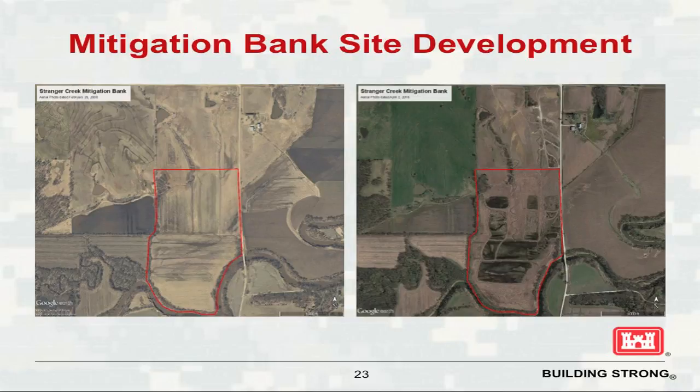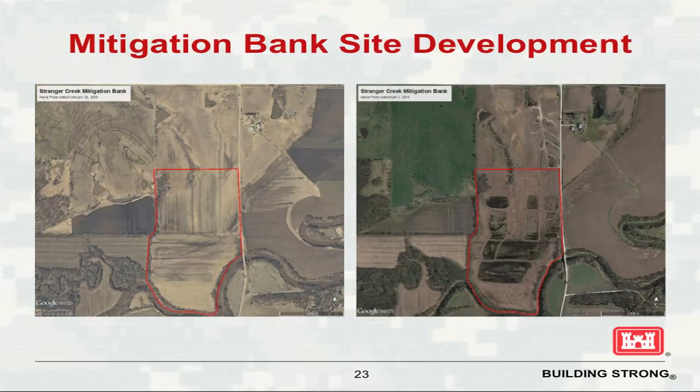So how do they do this? What is a mitigation bank, what do they look for, and how do they develop it? If you can see here, this is just some farm ground in Kansas. And you can see where there are these streams that have been straightened. It's also ditched, so the property's been ditched pretty extensively. I'd like to show you this area here. It's a pretty good hydrologic signature.